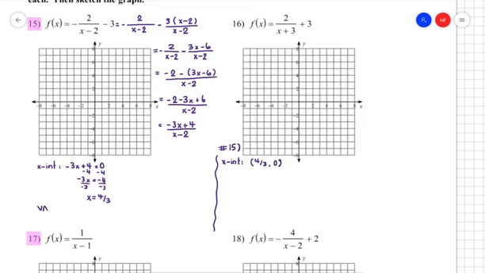Then we'll find our vertical asymptote by taking the denominator of x minus 2, setting it equal to 0 and solving. So x equals 2 is our vertical asymptote. Find our y-intercept by plugging in a 0 where x is. So 0 plus 4 over 0 minus 2. 4 over negative 2 is negative 2.